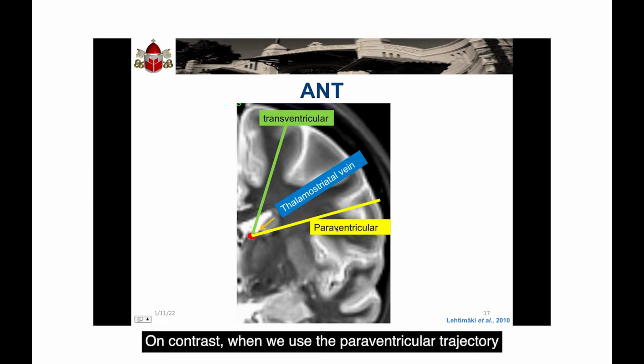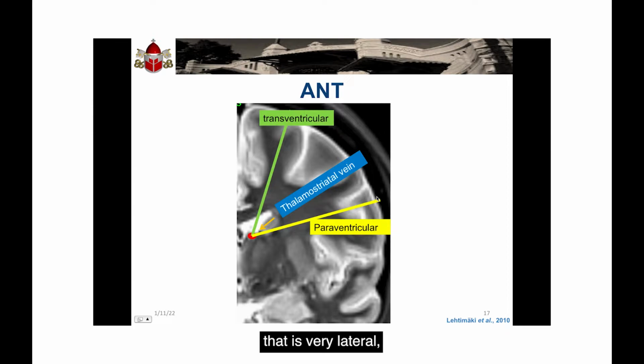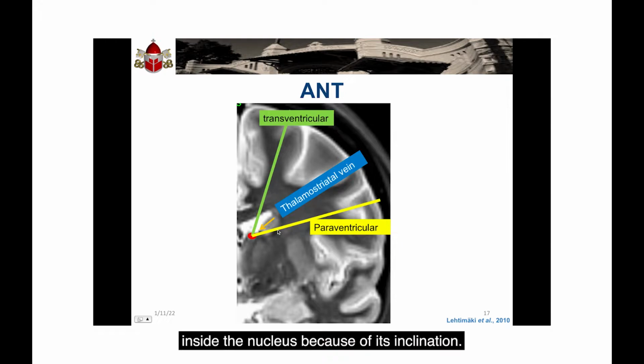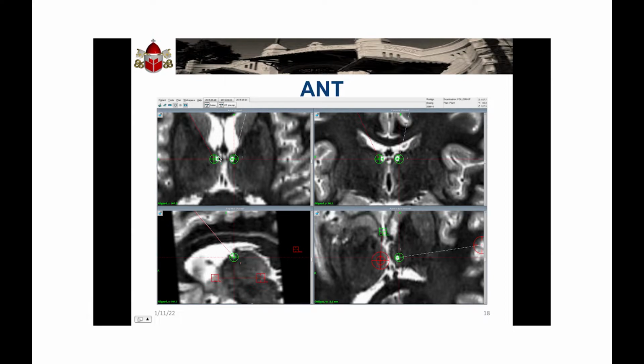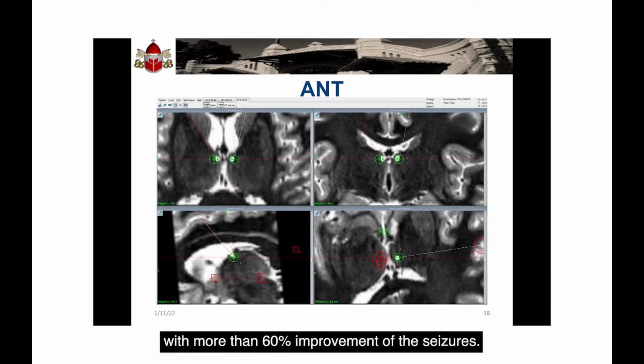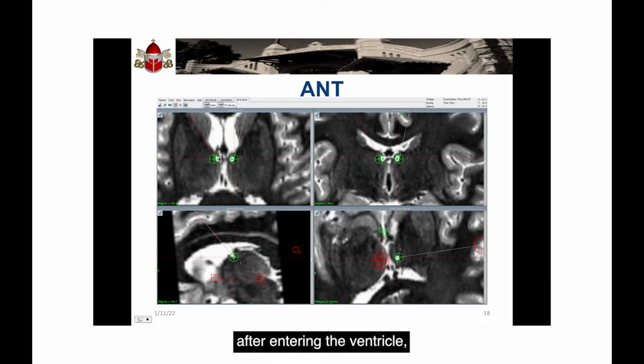In contrast, when we use the paraventricular trajectory that is very lateral, it's more difficult to place most contacts inside the nucleus because of its inclination. So we prefer to use the transventricular to put the electrode exactly on the sweet spot. This is a patient that had a frontal epilepsy with more than 60% improvement of his seizures, but we may appreciate that the right electrode deviated a little after entering the ventricle, although this didn't influence his results.